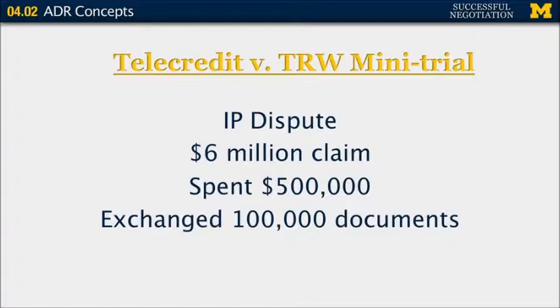The parties spent $500,000 in the early years of the litigation. They exchanged 100,000 documents. The case sat in court for 3 years. Nothing was happening. And so finally, the executive vice president of TRW and the president of Telecredit got on the phone and basically asked, why have we outsourced this dispute to the court system? Why have we outsourced it to lawyers? We deal with business problems all the time. Why don't we get together and just resolve this dispute? And so they came up with a structured negotiation, which later came to be known as a mini trial. And fundamentally, there were 5 people at this structured negotiation.